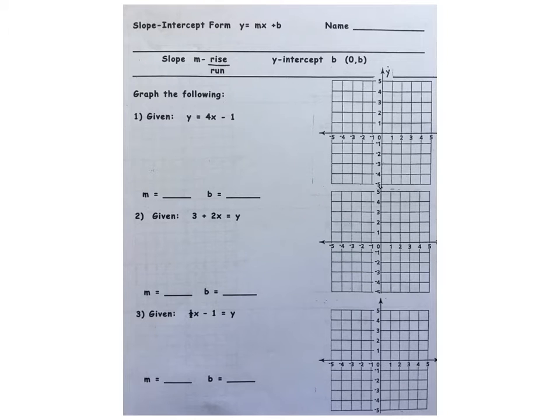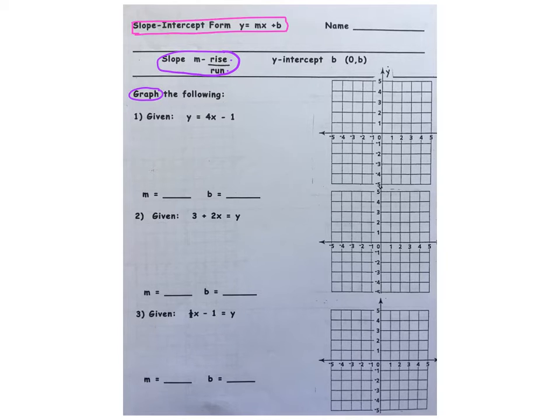Welcome to the lesson on graphing a line when given an equation in slope-intercept form. For each problem on the page, we are going to graph a line based on the equation we've been given in slope-intercept form. We know the slope in any slope-intercept form equation indicates the rise and the run.